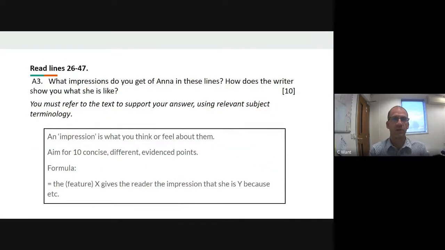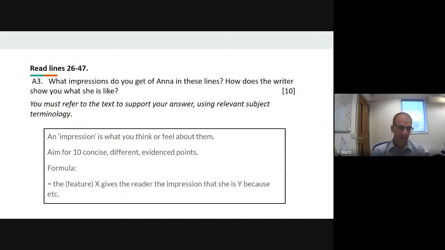Let's have a look at question 3 now. Read lines 26 to 47. What impressions do you get of Anna in these lines? How does the writer show you what she is like? You must refer to the text to support your answer using relevant subject terminology. And there's 10 marks here.